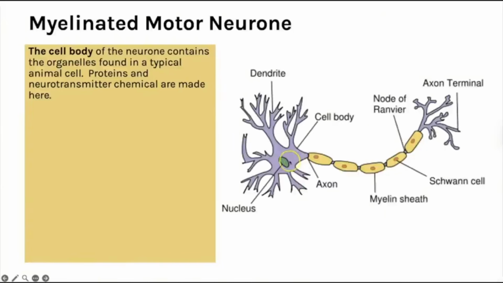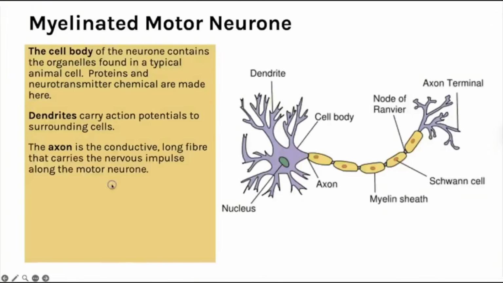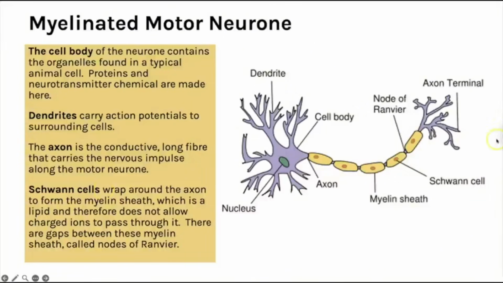And proteins and neurotransmitter chemicals are made there. Then we've got the dendrites, which carry action potentials to surrounding cells. The axon, we can't see it because it's actually surrounded by the Schwann cell, but it's the long, thin, wire-like structure. And it's a conductive long fibre that carries a nervous impulse along the motor neuron.